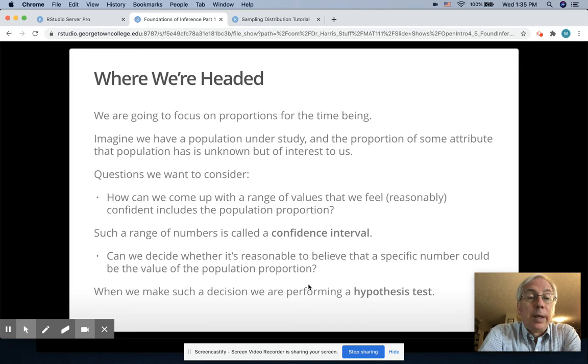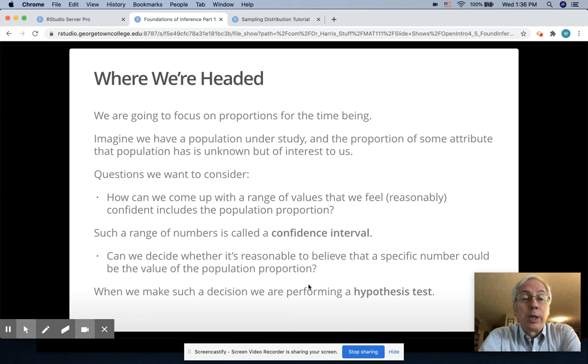So in the rest of this chapter, we're going to be working with proportions only. And so here is the scenario that we want to imagine at the moment. We have a population that we're interested in, and we're interested in determining the proportion that the population has of some particular attribute. If we don't survey the entire population, we won't know the exact value of the population proportion. And so we're expecting that value is unknown to us. But we want to be able to try to say something intelligent about the value of that proportion.